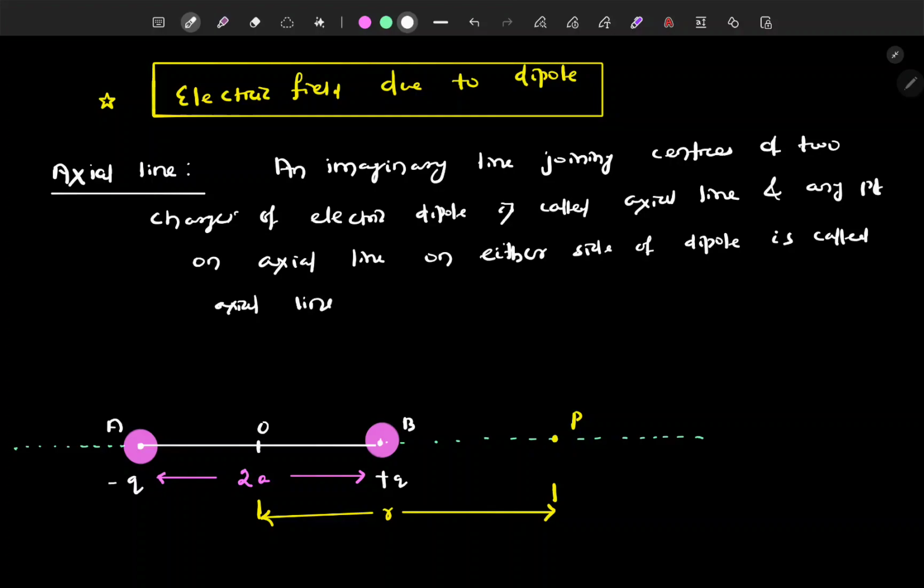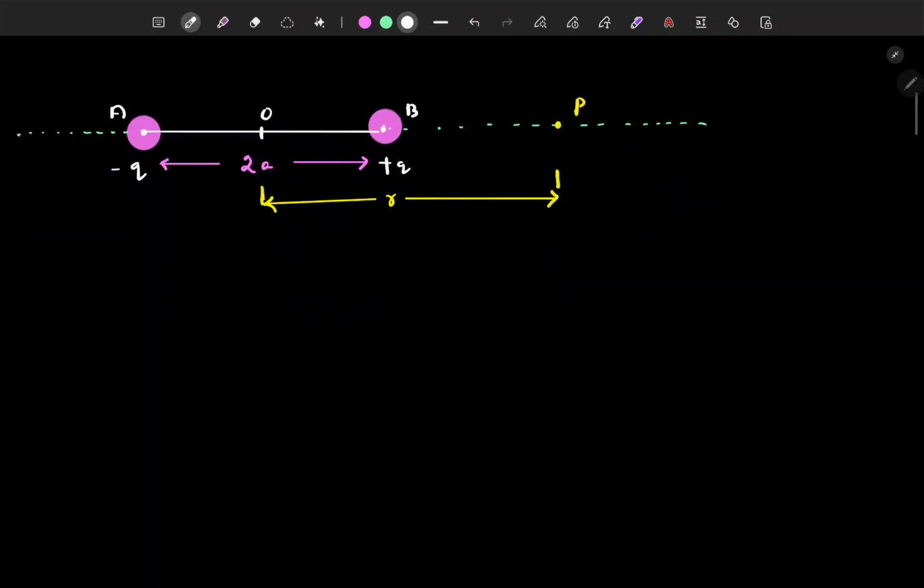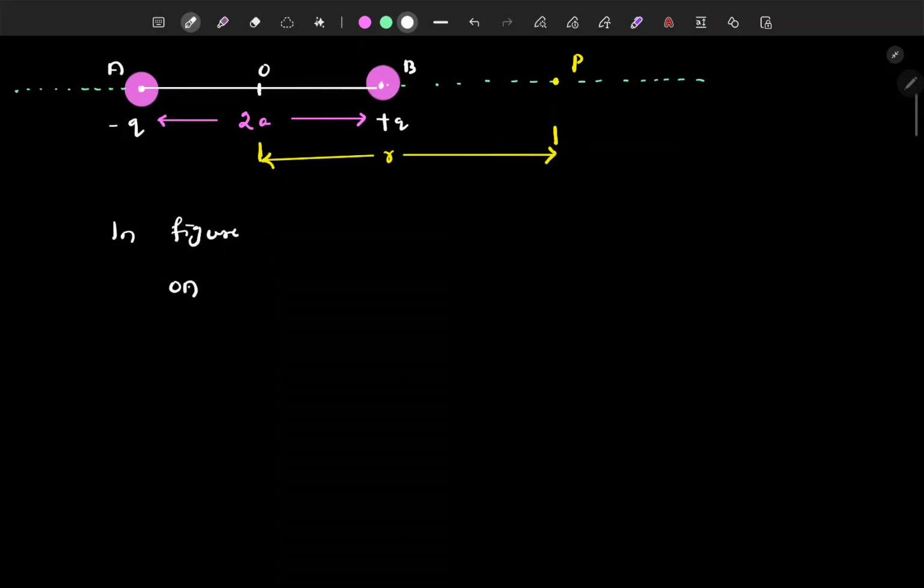So an imaginary line that joins the centers of the two charges of an electric dipole is the axial line, and any point on the axial line on either side of the dipole is called an axial line position. So from the figure we are observing that 2a is the dipole length.